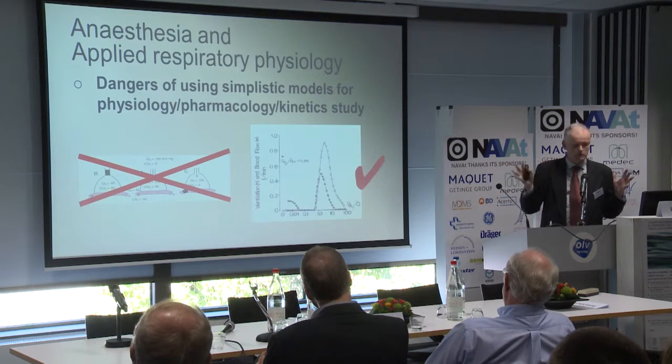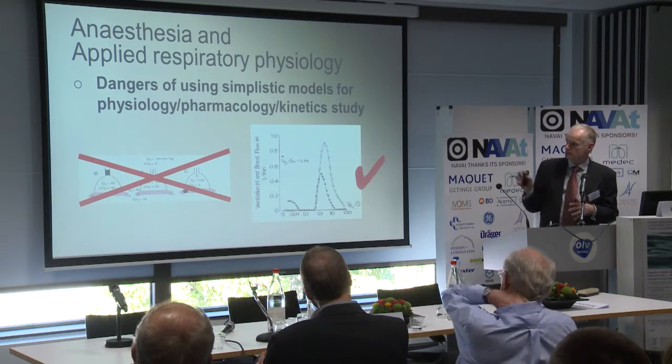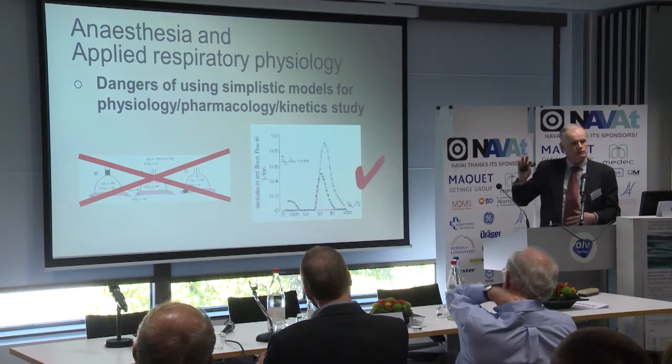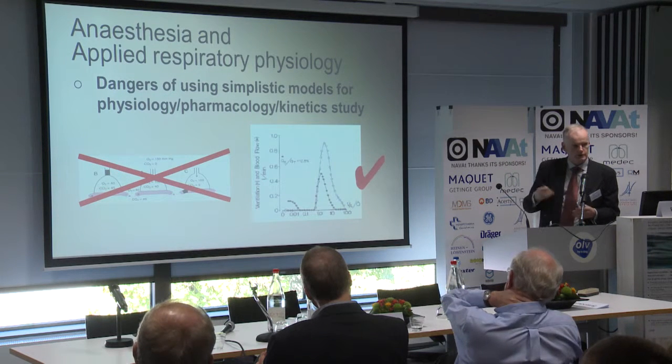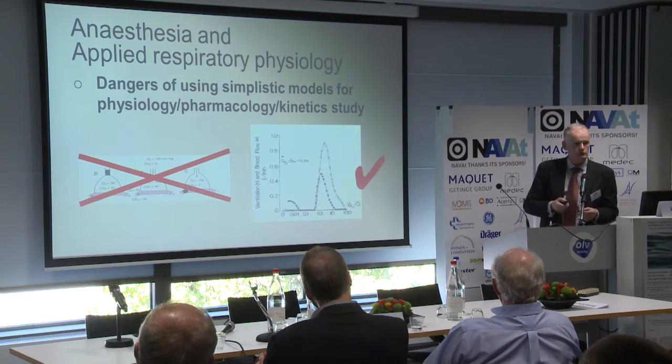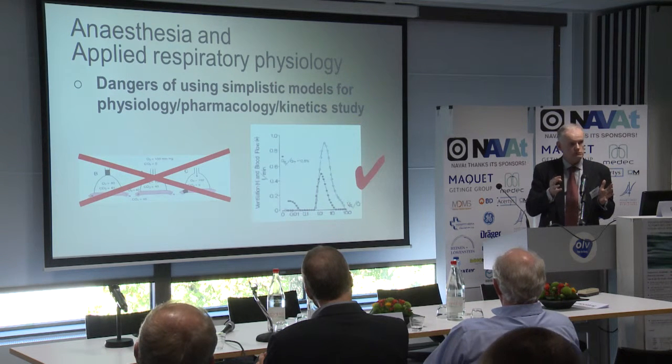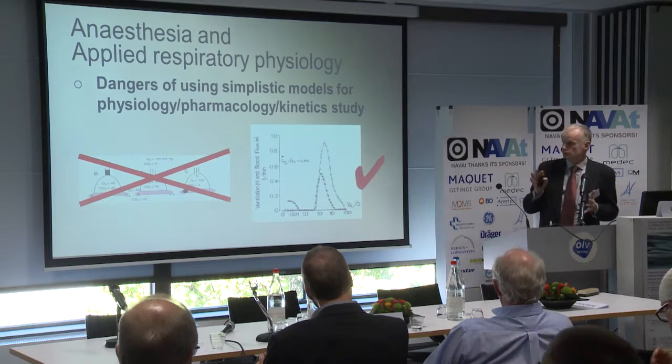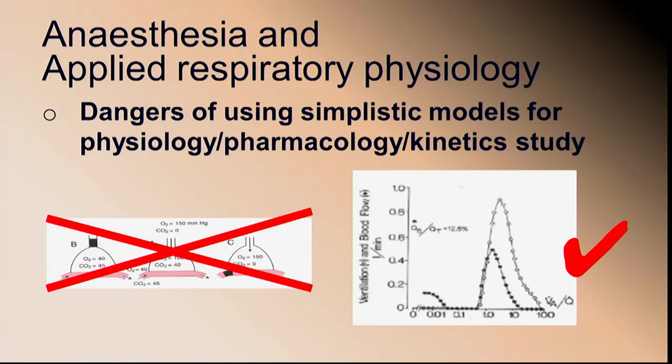So in summary, I'll just finish up by saying that there are a lot of dangers in doing research, whether it's pharmacokinetics or physiological research in our field, relying on simple models. I think you need to tread carefully and certainly consider using more sophisticated models. And as I said, you can model 23 compartments just as easily as 3 compartments with a computer. So it's food for thought.